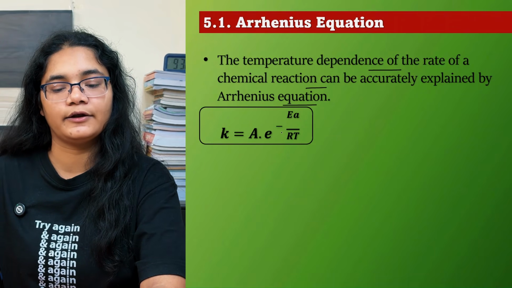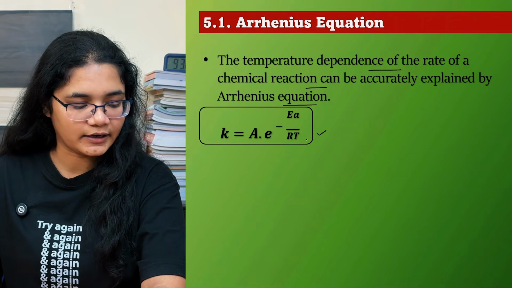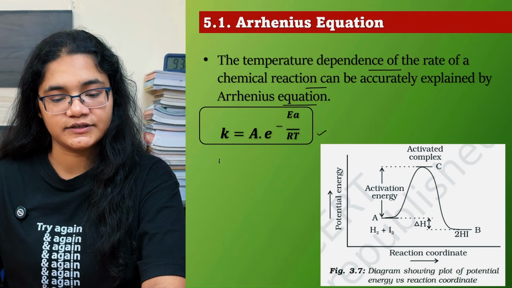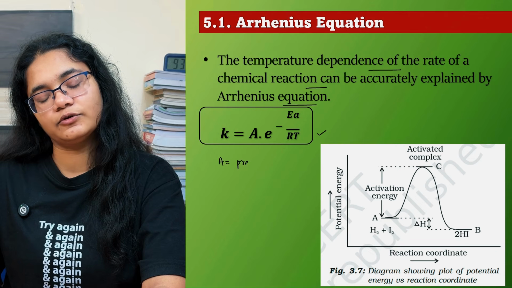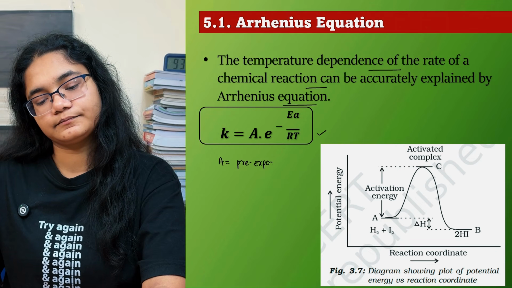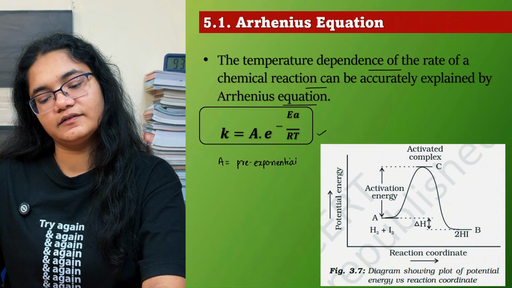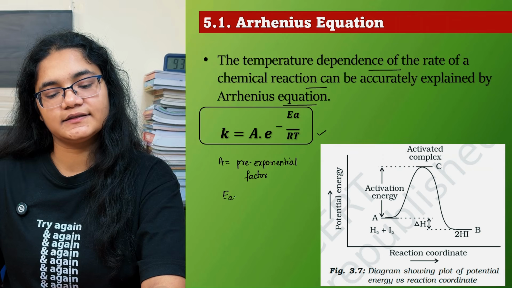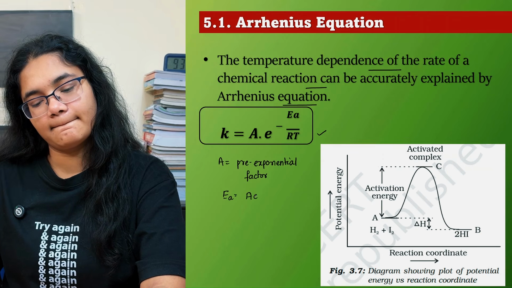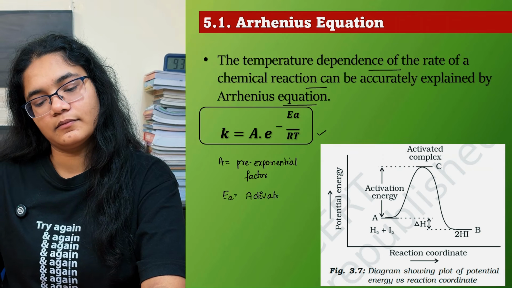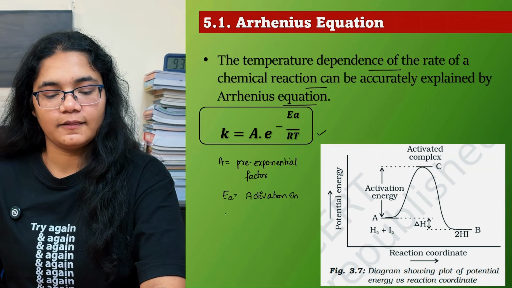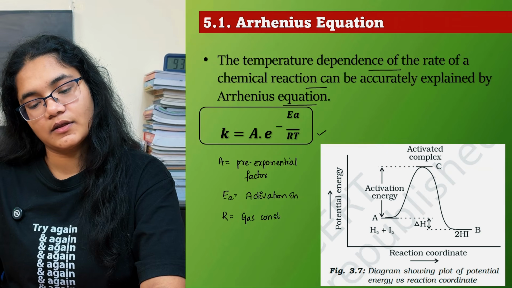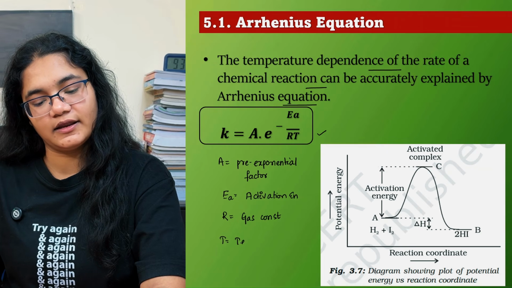You have k equal to A into e to the power of minus Ea by RT, and here we can write down all the terms. A is the pre-exponential factor. Ea is the activation energy. R is the gas constant, and T is your temperature in Kelvin.